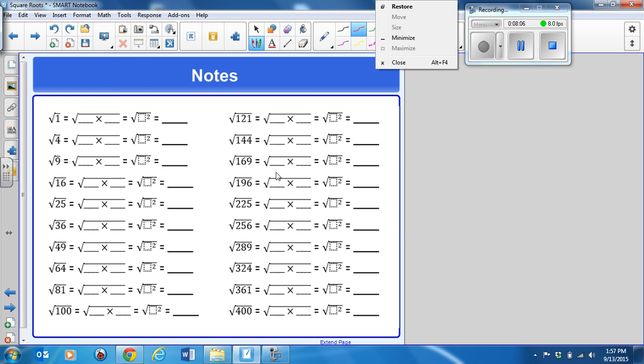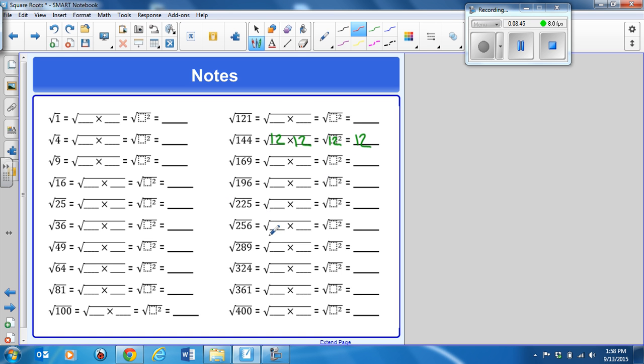Alright, so here we have 144. What times what equals 144? Well, we know that would be 12 times 12, or 12 squared in other words. So we just bring out our base. Now I do want to point out that the only reason that we're doing all this work here is for demonstration purposes. The goal is to memorize all of these so that you don't need to go through this process. So when you see the square root of 144, you should automatically know that's 12. But I'm just showing you where that 12 is coming from.